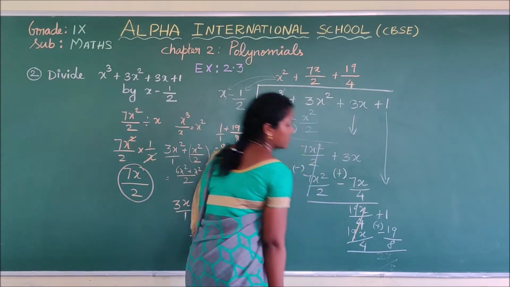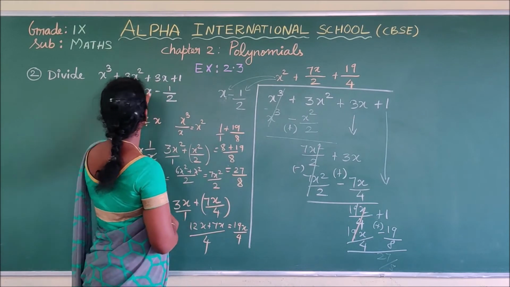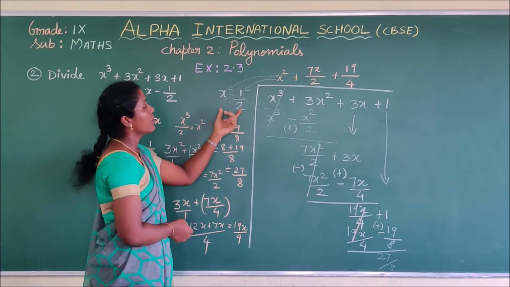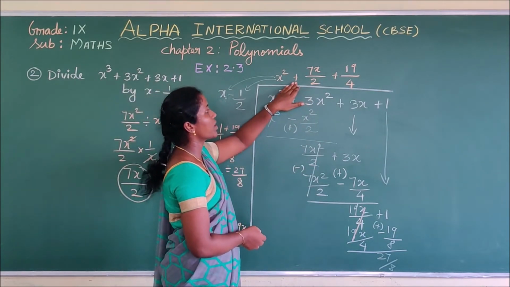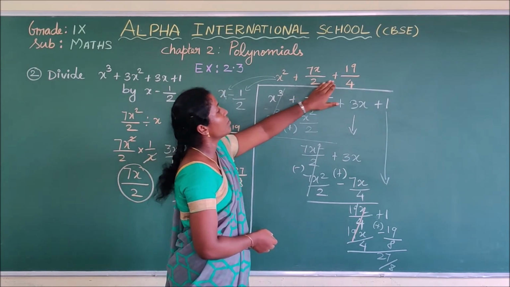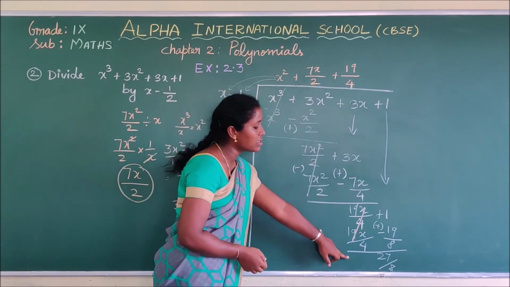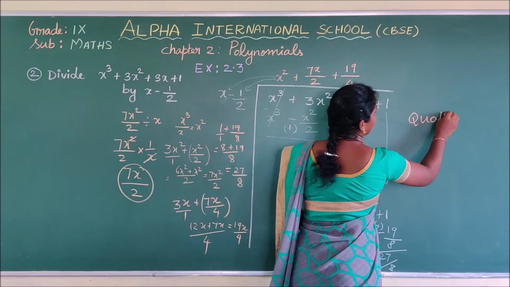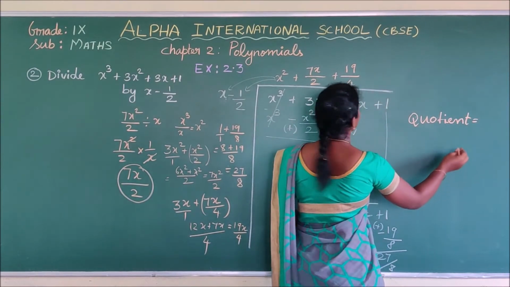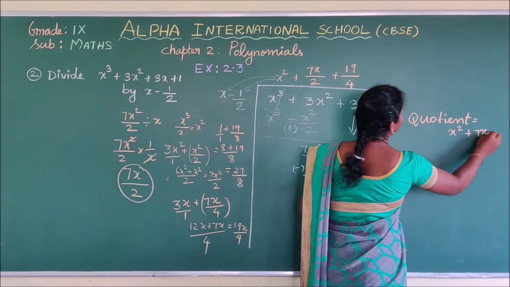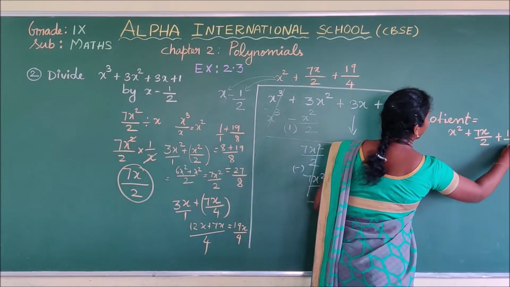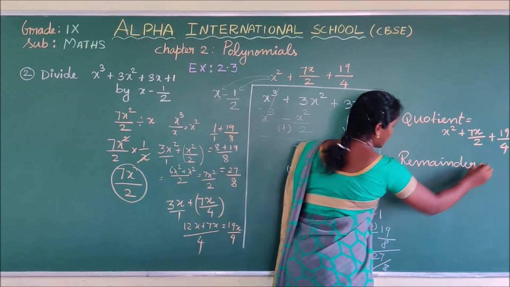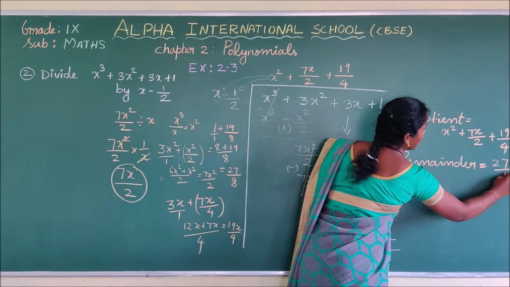27 by 8. So we are writing the polynomial x cube plus 3x square plus 3x plus 1 by x minus 1 by 2. We are getting the quotient x square plus 7x by 2 plus 19 by 4, and we got the remainder as 27 by 8. So you just have to write the quotient. Quotient equal to x square plus 7x by 2 plus 19 by 4. The remainder equal to 27 by 8.